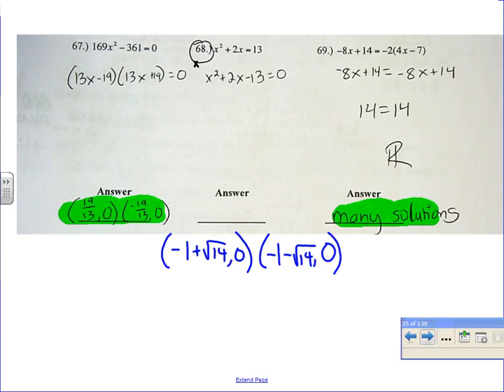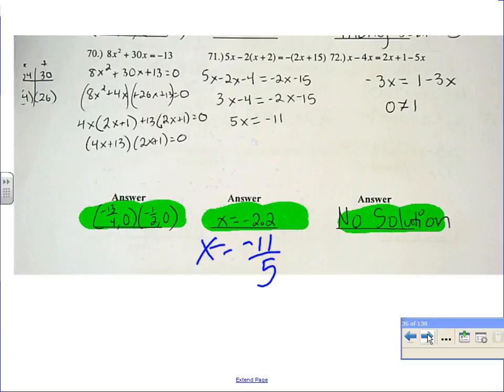70, almost done, should be -13/14, comma 0, and -1/2, comma 0. 71 is -11/5 or -2.2, and 72 is no solution.